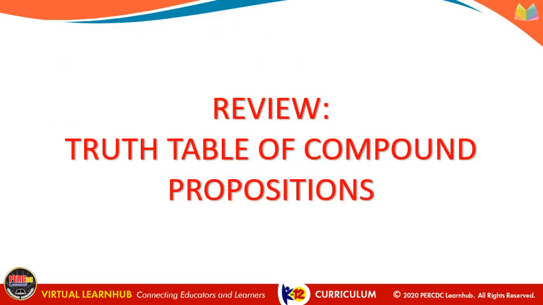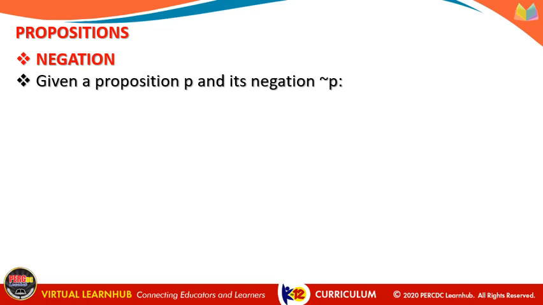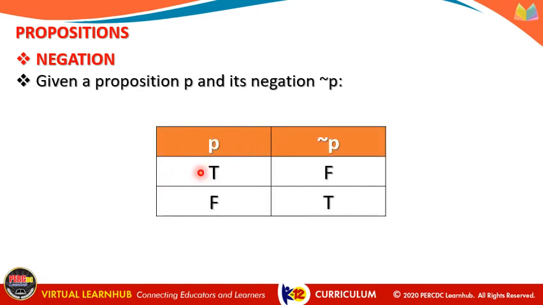Let's first have a quick review on the truth values of compound propositions. Let's start with negation. Remember that for negation, if the original proposition is true, then the negation will be false. If the original proposition is false, then the negation is true. Again, kindly memorize the different symbols associated with each compound proposition.